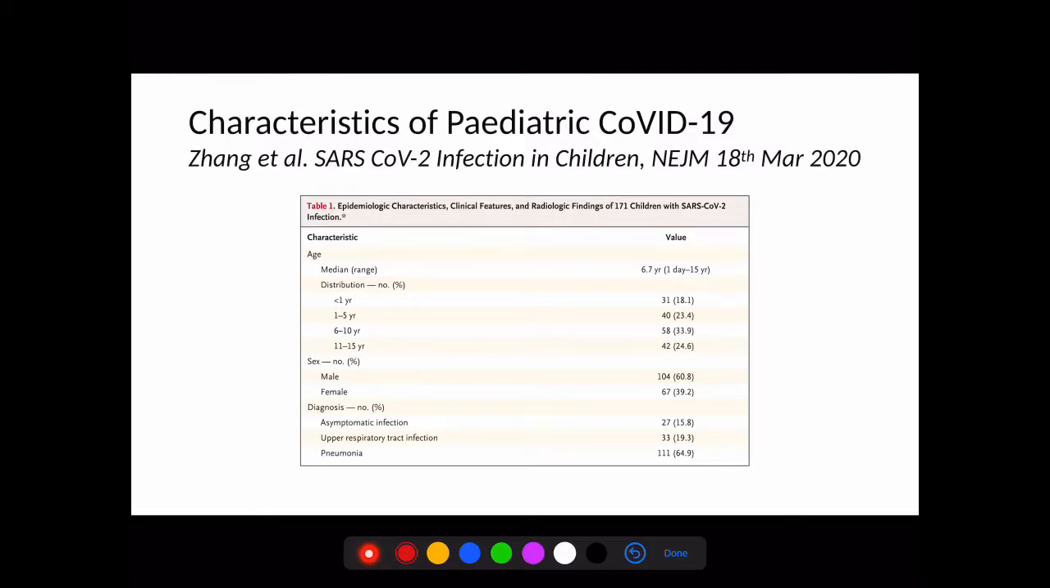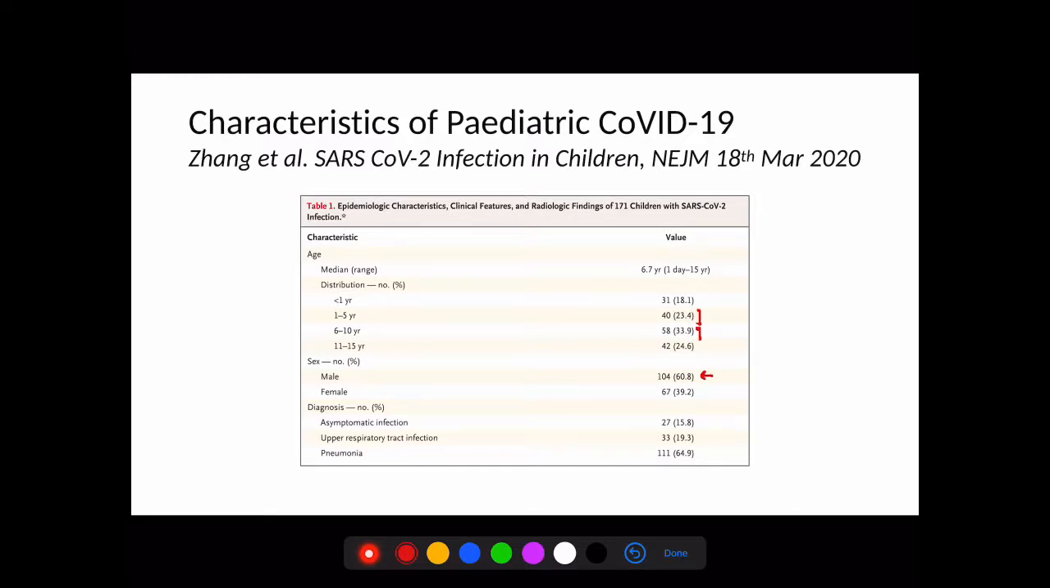And it's quite interesting, as if you see, the majority of the children who were affected were between 1 to 10 years of age. Though it has been evenly distributed between different age groups, 23.4% were between 1 to 5 years, and then 33.9% were between 6 to 10 years. Very few of the kids less than 1 year were affected, just 18%. And again, as I said, the younger population have got a paucity of ACE2 receptors, so that may be one of the causes that fewer younger children were affected. Predominantly, for some reasons, males were more affected as compared to the females.